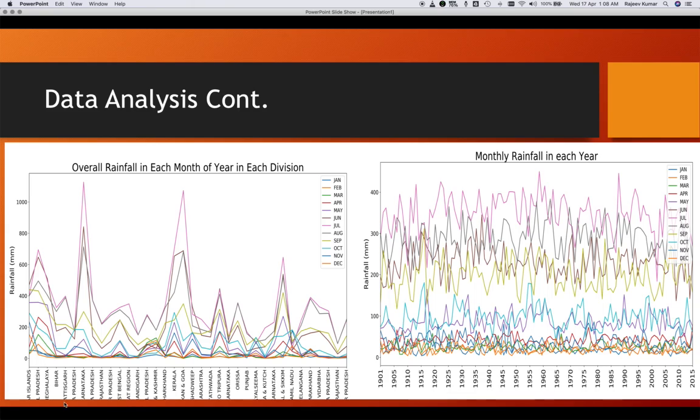Here we see the 36 divisions, and how the rain is happening in each month over 115 years. We can clearly see that the maximum rain happens in coastal Karnataka and Kerala, and then in Sikkim. So these are the initial inferences we can make from the data set.